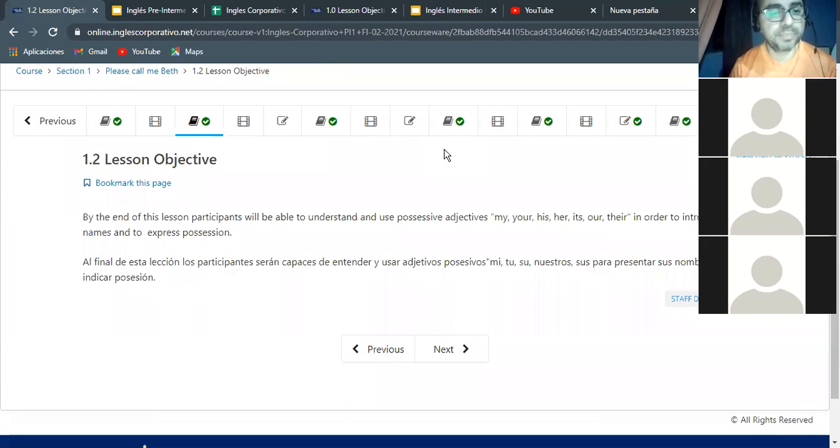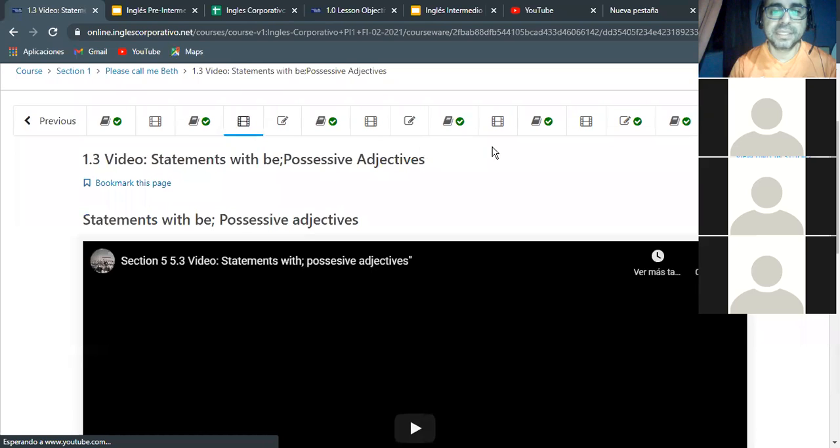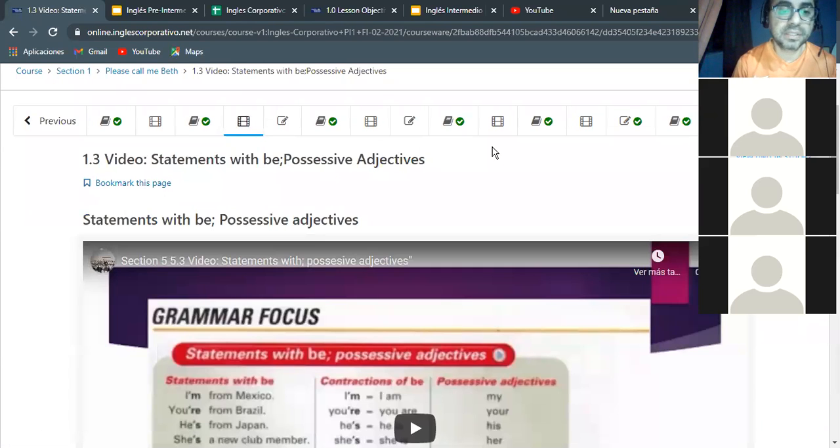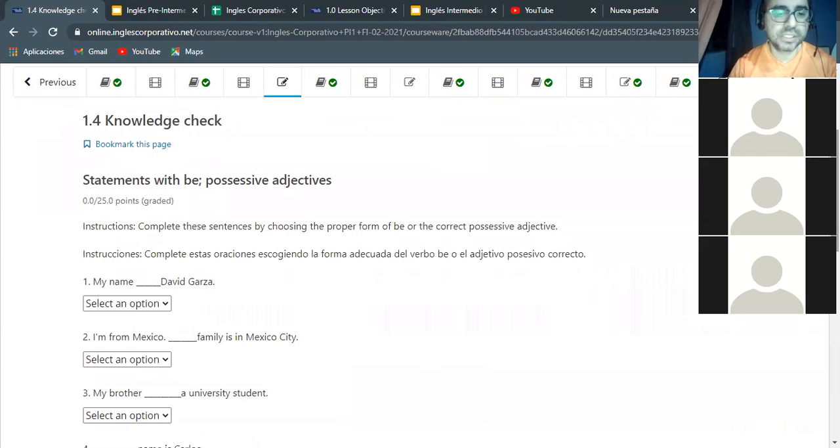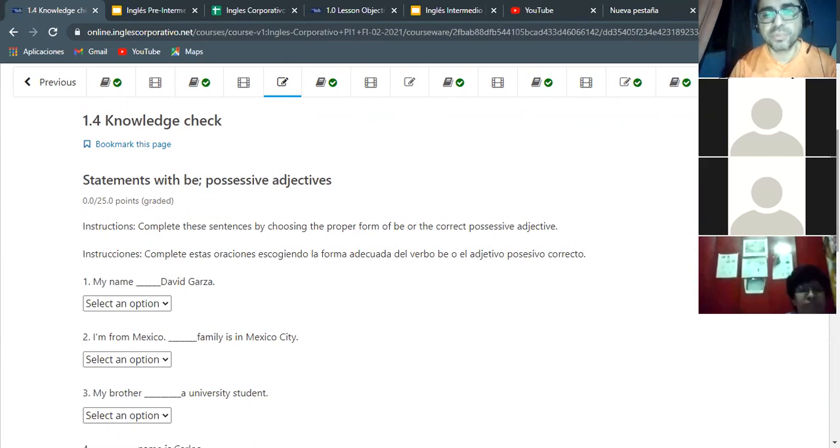Then we have the 1.2 lesson objective. This one says, by the end of this lesson, participants will be able to understand and use possessive adjectives: my, your, his, her, its, our, their, in order to introduce their names and to express position. We also check the second video that is about the statements with possessive adjectives, and we also check that in the class. And then we get to the first knowledge check, where you need to complete the sentences by choosing the proper form of be or the correct possessive adjective.